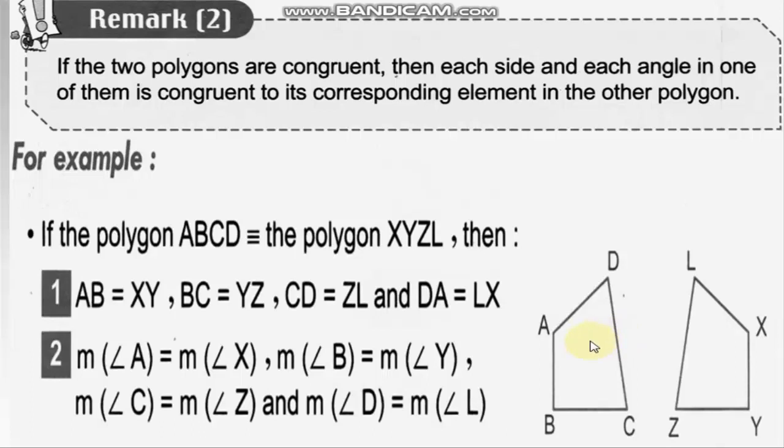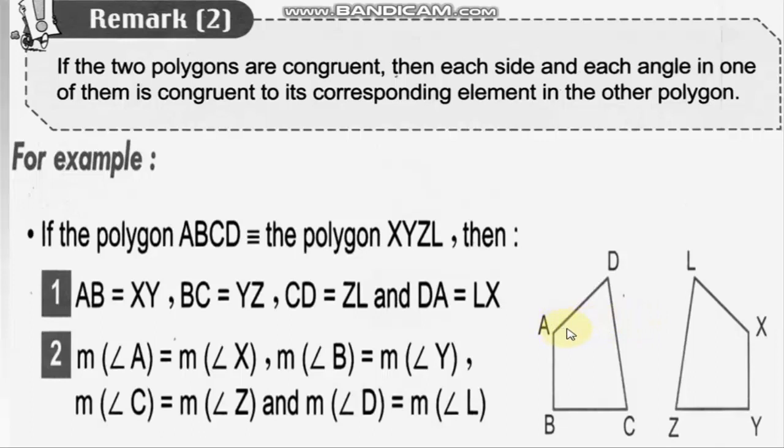We say at first that two polygons are congruent. Then the corresponding sides should be equal in length and the corresponding angles should be equal in measure. AB equals XY and BC equals YZ and CD equals ZL and AD equals XL. This for the sides. What about the angles?